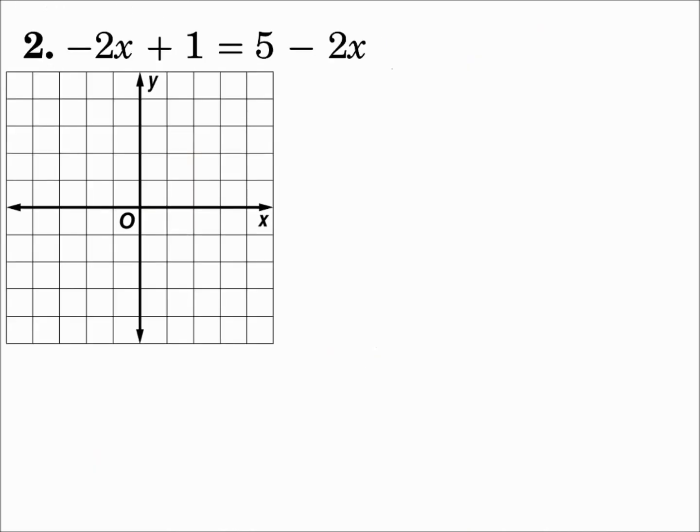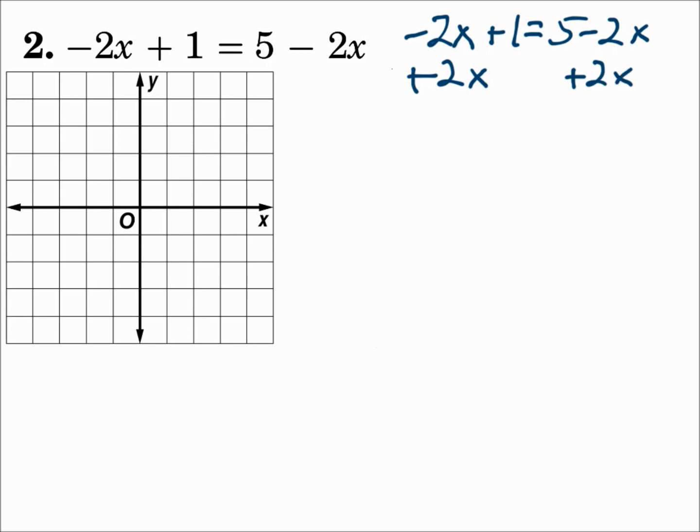For number 2, if your graph is already drawn, ignore that because that is a mistake. So let's pretend the graph is empty. -2x plus 1 equals 5 minus 2x. Let's get everything on one side so that there's a 0 on one side. So first, to move the x's, I have -2x on the left. Let's add it to both sides.